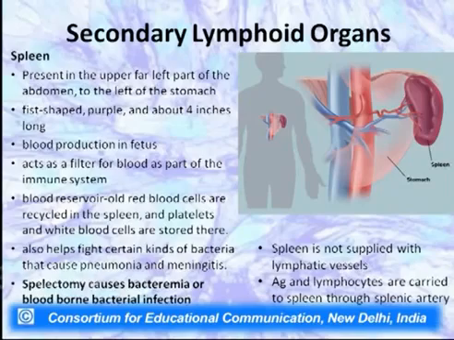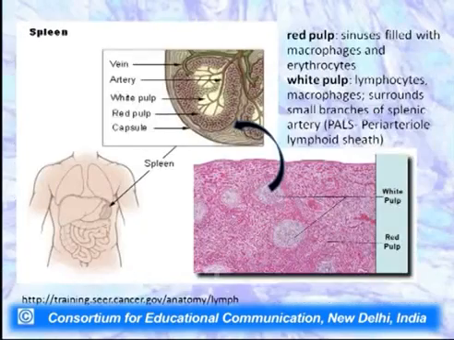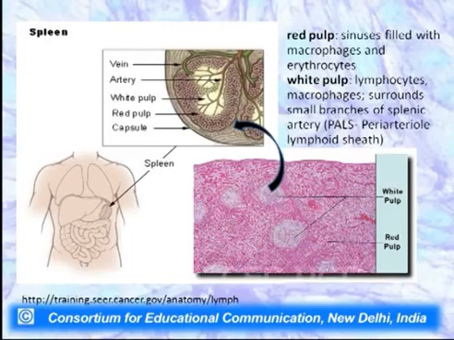Now, the spleen is generally not supplied with lymphatic vessels. Instead, the spleen has a splenic artery. Antigens and lymphocytes are carried to the spleen through the splenic artery. Now, going into the histology of the spleen, as you can see, it is present just next to the stomach under the rib cage. Histologically, the spleen will have two regions, a red pulp region and a white pulp region.